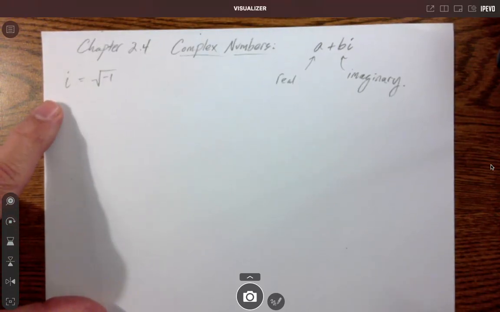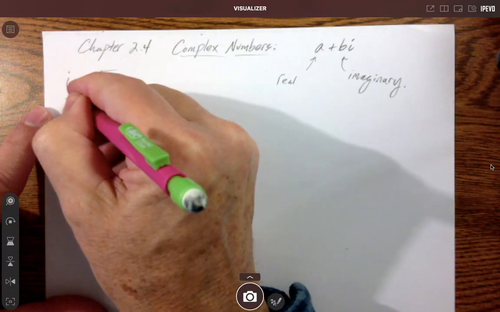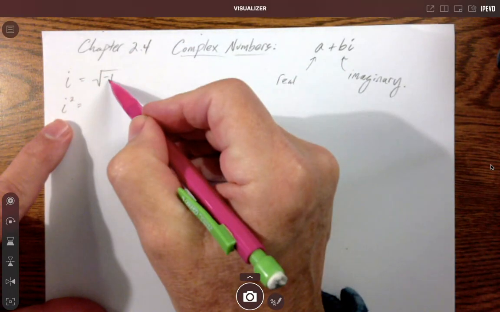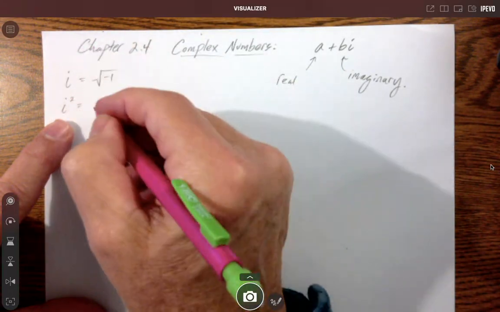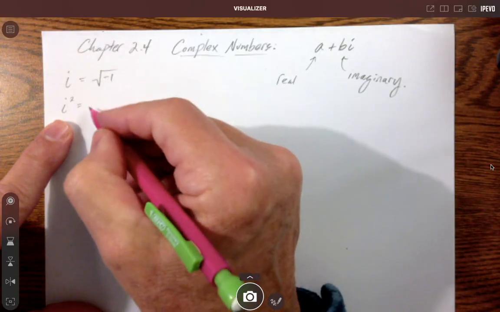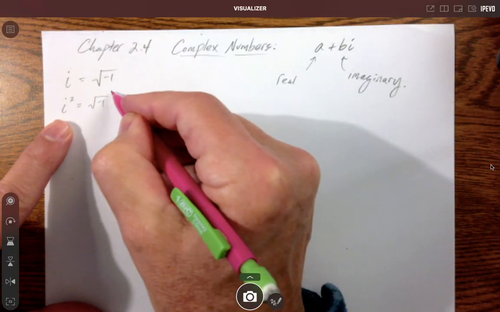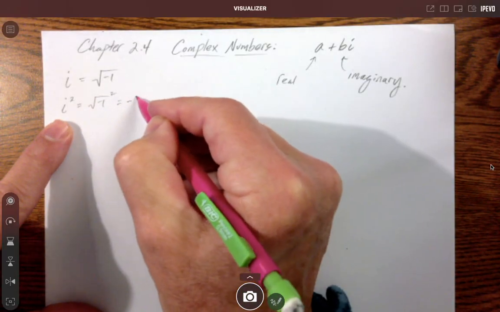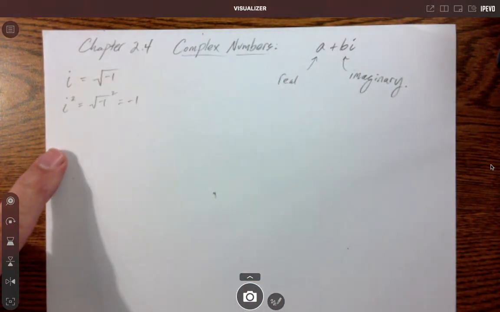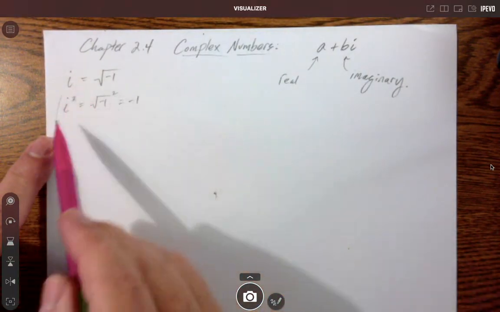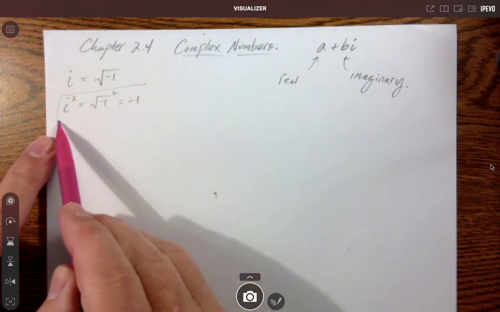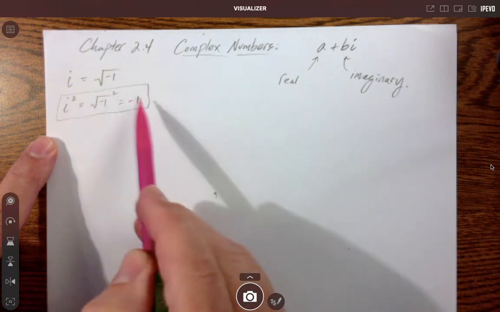What happens when you square i? If you square i, that means you square the square root of -1, and you get -1. So it's nice to memorize the fact that i squared is just -1.